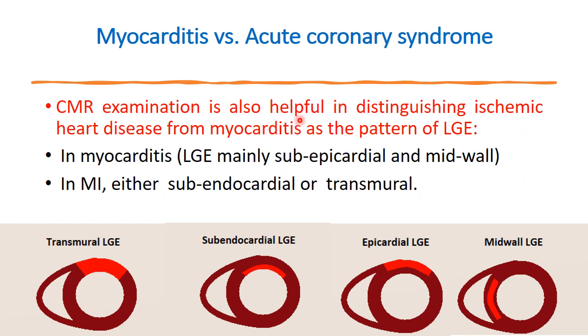Cardiac MRI is very helpful in differentiation between ischemic heart disease and myocarditis by the characteristic pattern of late gadolinium enhancement. In patients with myocardial infarction, we have evidence of either transmural late gadolinium enhancement or subendocardial late gadolinium enhancement. While in patients with myocarditis, we will find the distribution of late gadolinium enhancement either subepicardial or mid-wall.